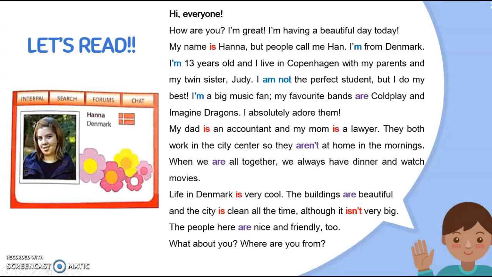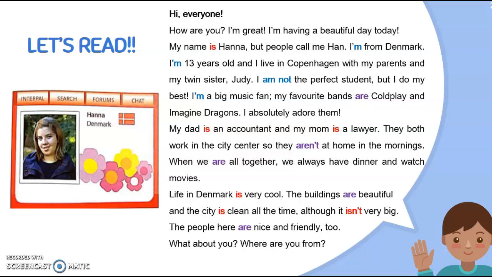from Denmark. So the letter says, "Hi everyone, how are you? I'm great. I'm having a beautiful day today. My name's Hannah, but people call me Hen. I'm from Denmark. I'm 13 years old and I live in Copenhagen with my parents and my twin sister Judy.